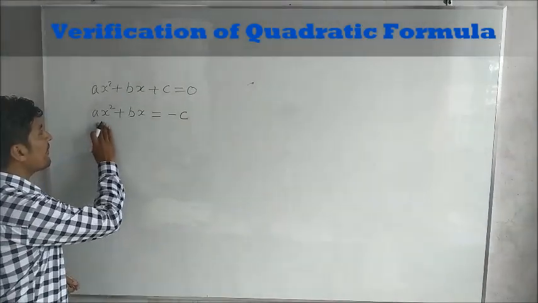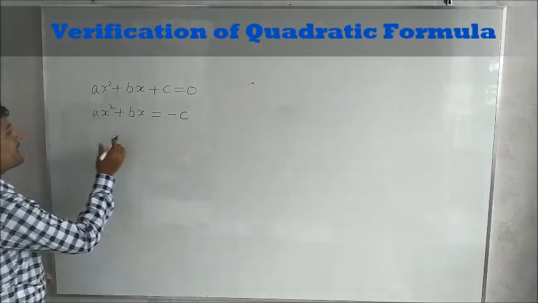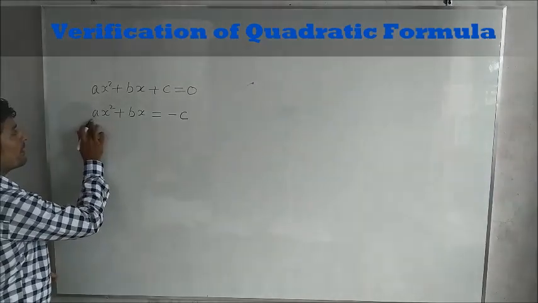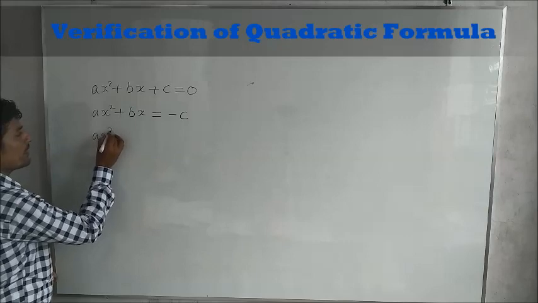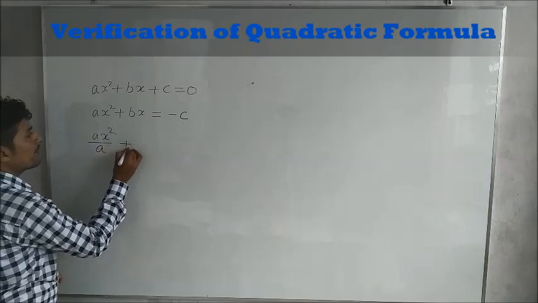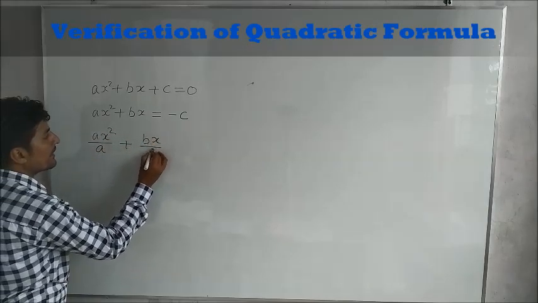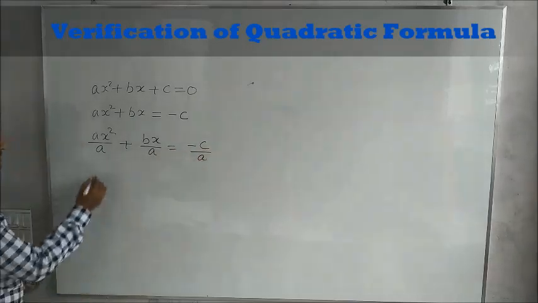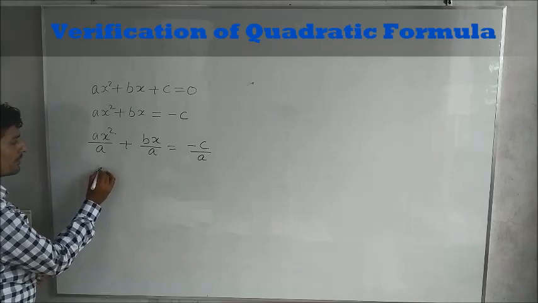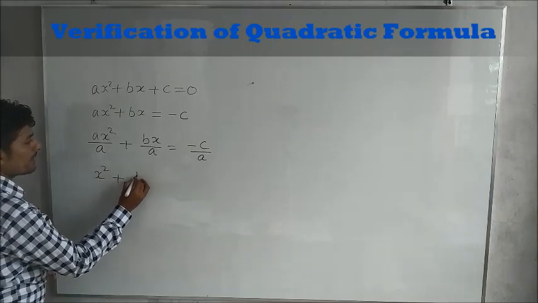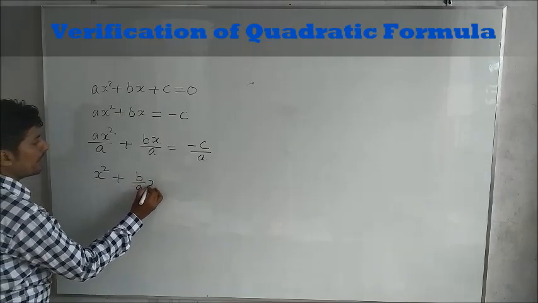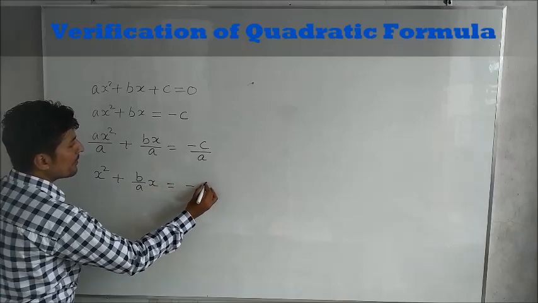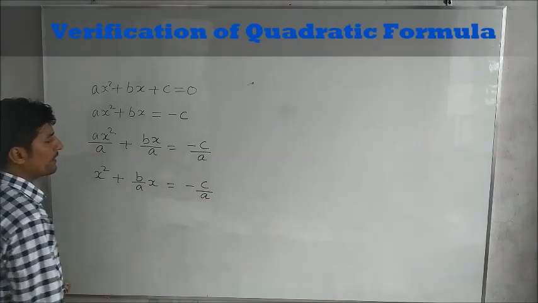After that, we will divide each term by a. So we are going to divide this very first term ax square by a, bx also by a, and minus c also by a. So let us see the resultant equation. This will be equals to x square plus b upon a into x equals to minus c upon a.